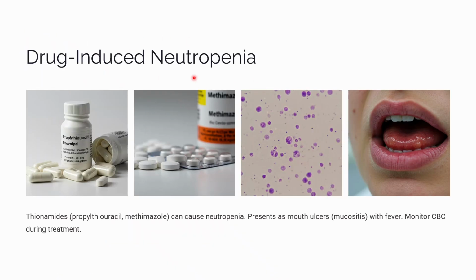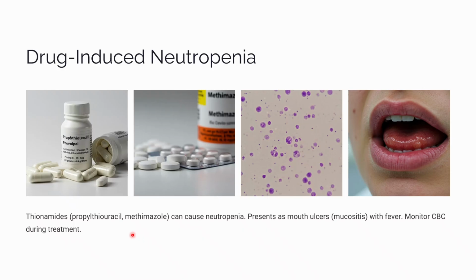There is drug-induced neutropenia. Certain drugs will cause neutropenia, that is a deficiency of neutrophils. What are the drugs which cause a decrease of the neutrophils? They are particularly propylthiouracil and methimazole. When it causes the neutrophils to decrease, it can result in mouth ulcers because with the decrease in the neutrophils, the mouth is more exposed to opportunistic pathogens, and therefore it may present with mouth ulcers.